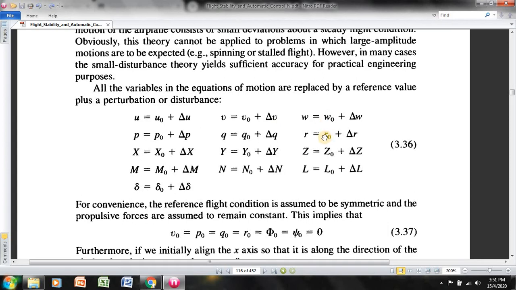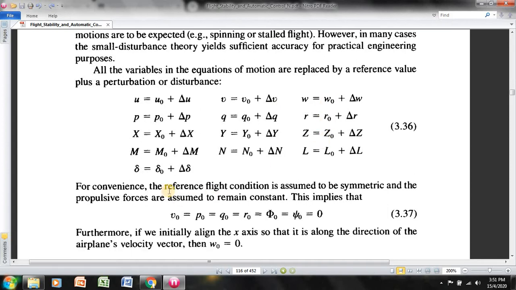For convenience, the reference flight condition we assume as naught, and assumed to be symmetric, and the propulsive forces are assumed to remain constant. So these are all U naught, V naught, the equilibrium condition. Meaning that U is the equilibrium U plus the disturbance U. Now back to this assumption.